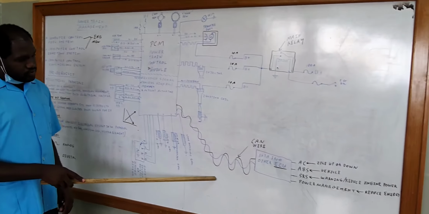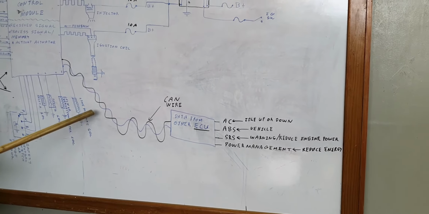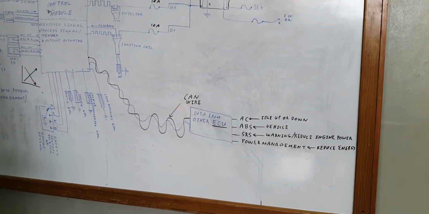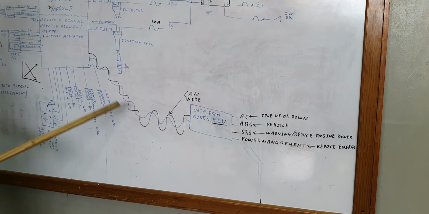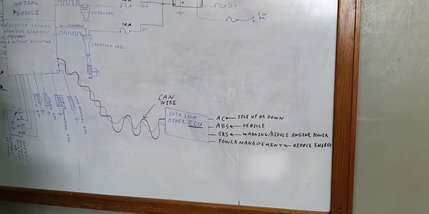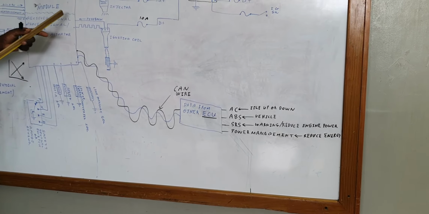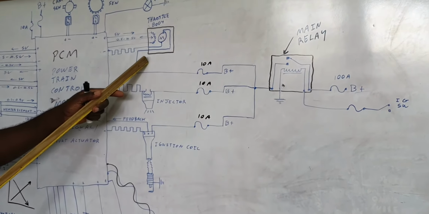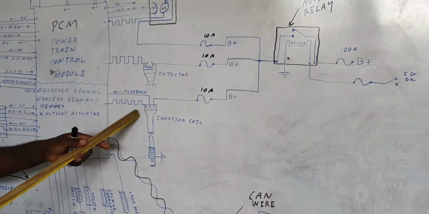Right here now, we have the CAN wire. And why do we need this CAN wire now? We need this CAN wire because we need other information from other computers to help with the powertrain. So, the AC, you need idle up and idle down. When the AC turns on, this information will come through the CAN wire and tell this computer to increase the pulse width duration of the injector, open the throttle motor because we want more air to come in, and also advance the ignition timing accordingly.